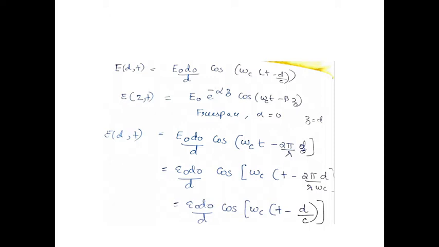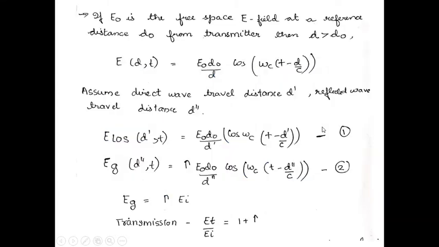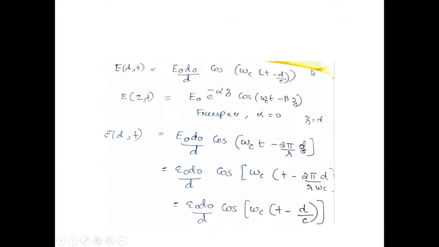Now in free space, if we consider the attenuation alpha equal to 0 and replace beta by 2 pi by lambda, and instead of z we take d, that is to make it arrive at this particular equation. So using the same notation, instead of z we can use d, and the envelope here can be written as E0 d0 by d.